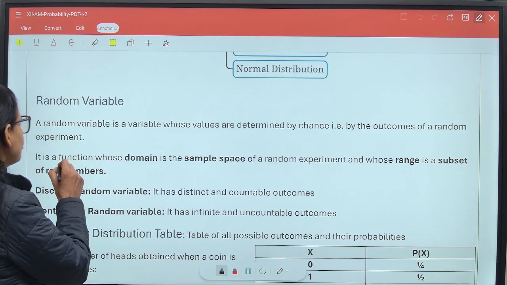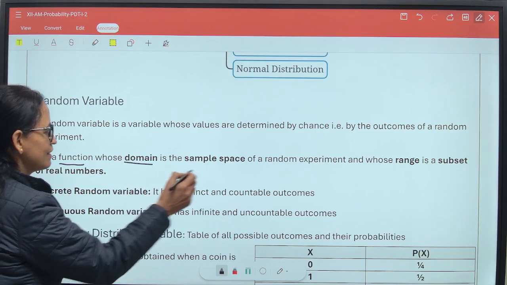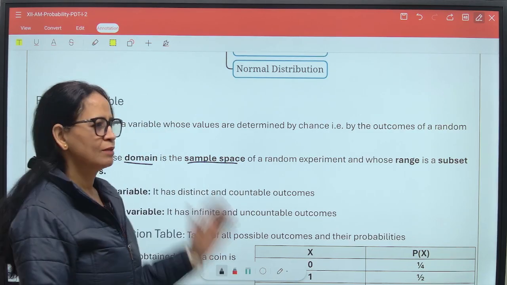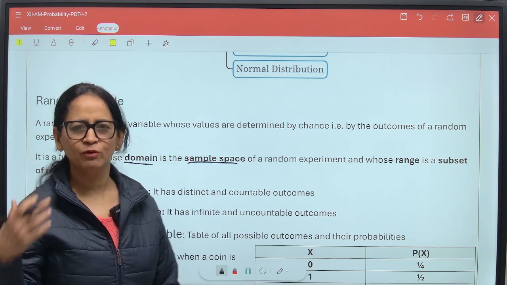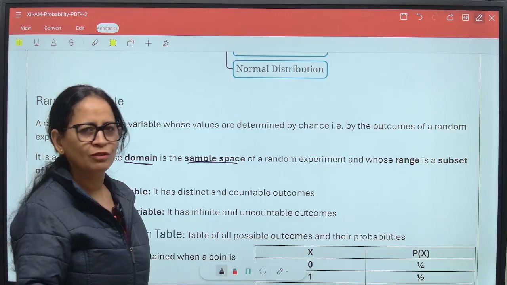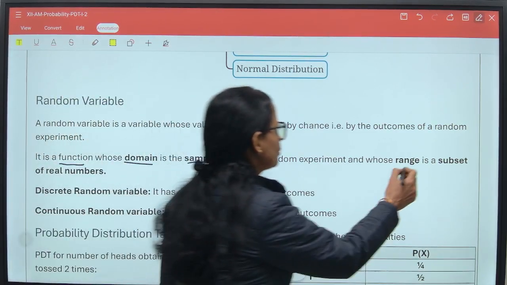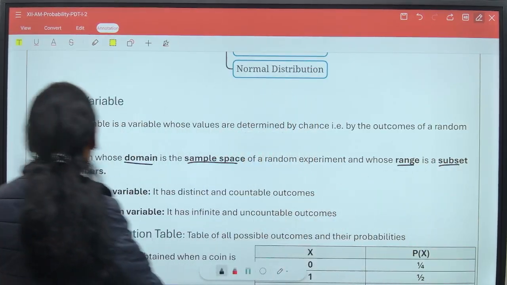It is a function whose domain is the sample space. So whatever are the possible outcomes, that becomes your sample space. For example, rolling a dice, 1, 2, 3, 4, 5, 6, that becomes your sample space. And whose range is a subset of real numbers.